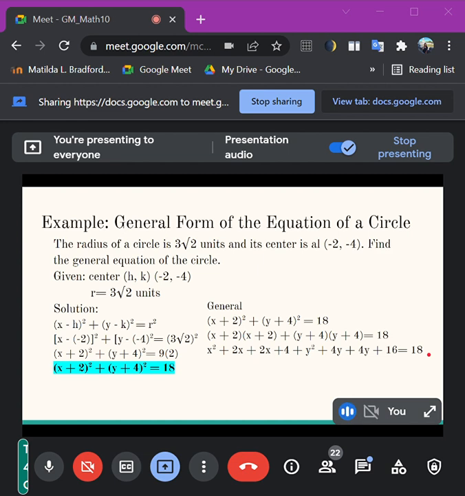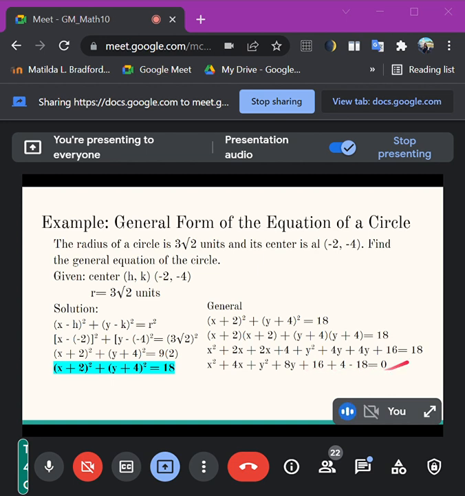After that, combine like terms. This one can still be combined. So you will have x squared plus 2x plus 2x, that is 4x. And then here, you have y squared, 4y plus 4y, that is 8y. And then all of the constants, you can put in the last part. So you have 4, and then you have 16.